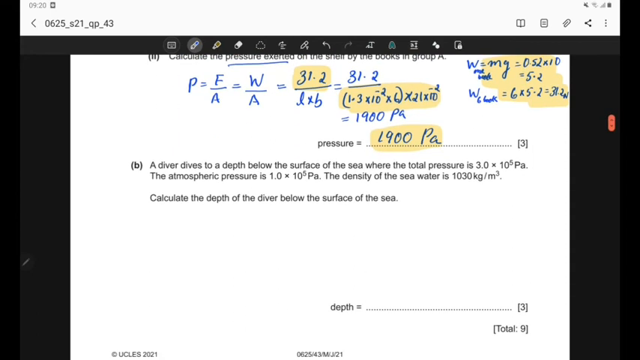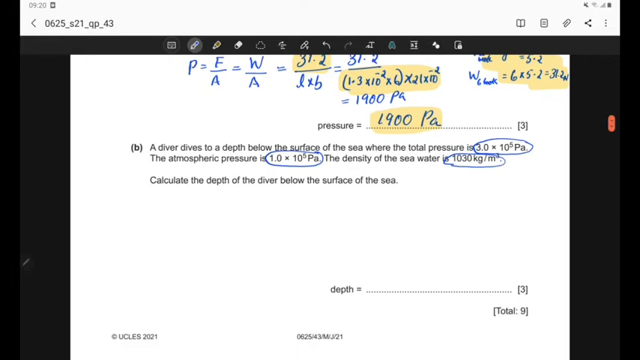Part B. A diver dives to a depth below the surface of the sea where the total pressure is 3 into 10 to the power 5 Pascal. The atmospheric pressure is 1 into 10 to the power 5 Pascal. The density of the sea water is 1030 kilogram per meter cube. Calculate the depth of the diver below the surface of the sea. Here we can use the equation of the pressure in fluid, that is pressure is equal to rho gh, density times gravitational field strength times height or depth.